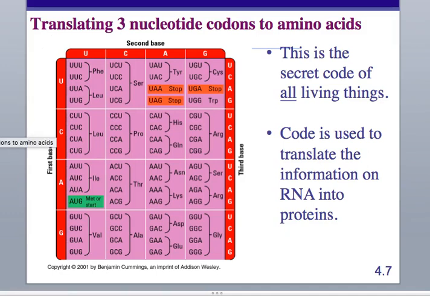But here is basically the secret code of all living things. This is how we know life evolved from one thing, because this is a very simple and yet complicated system, and all the living organisms on the planet and even some non-living organisms use this. This code is used to translate information from the RNA into proteins, and it always starts with a sequence of RNA that codes for AUG, the methionine or Met amino acid.